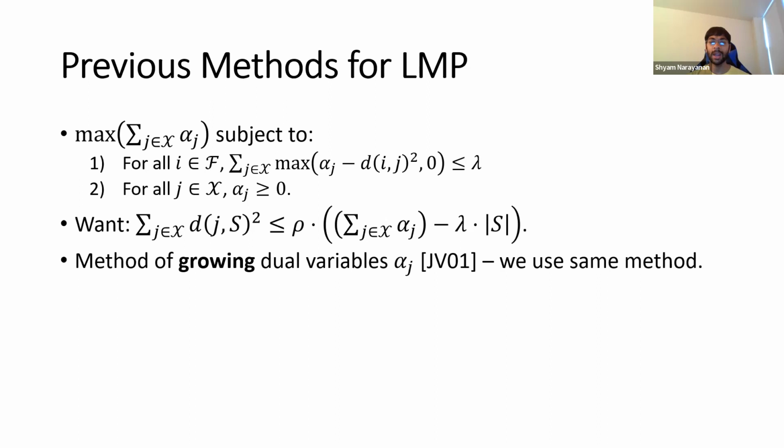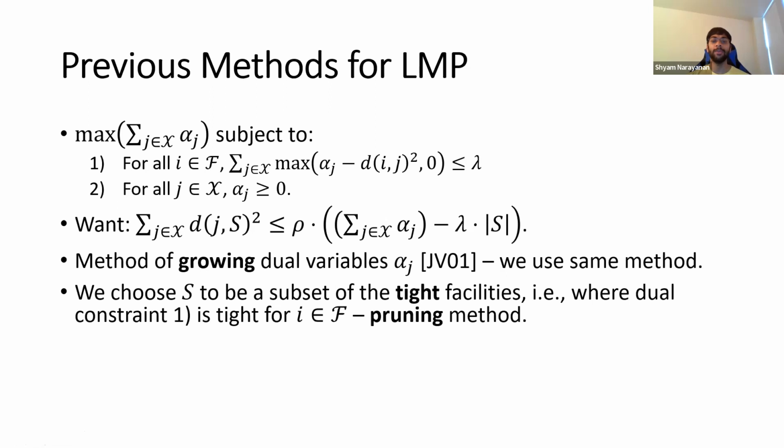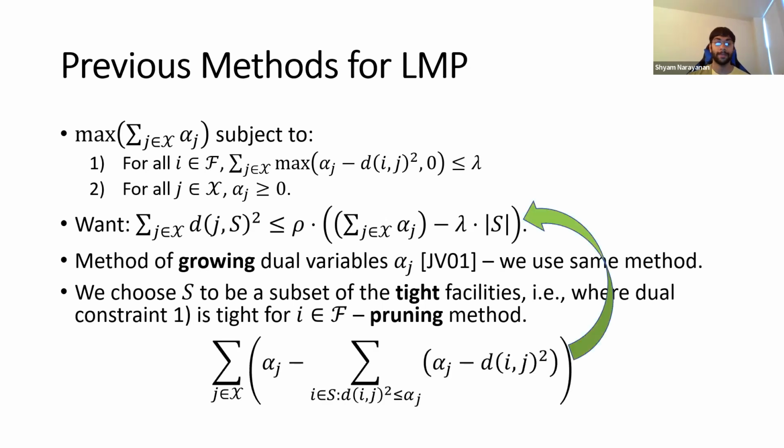So there is a technique that is used to grow the dual variables alpha j, and we're going to be using the same method. Basically, we find these dual variables and make them large so that this sum of alpha j is as large as possible. And we're also going to choose S to be a subset of tight facilities. By tight facilities, I mean, if you look at this constraint here, this constraint is for every i and j. For some of the constraints, this inequality is going to be exactly tight. So for those facilities, we call them tight. And we're only going to choose tight facilities, or some subset of them, to be part of our final set S. We need a pruning method, finally, to be able to choose which facilities in S we actually choose.